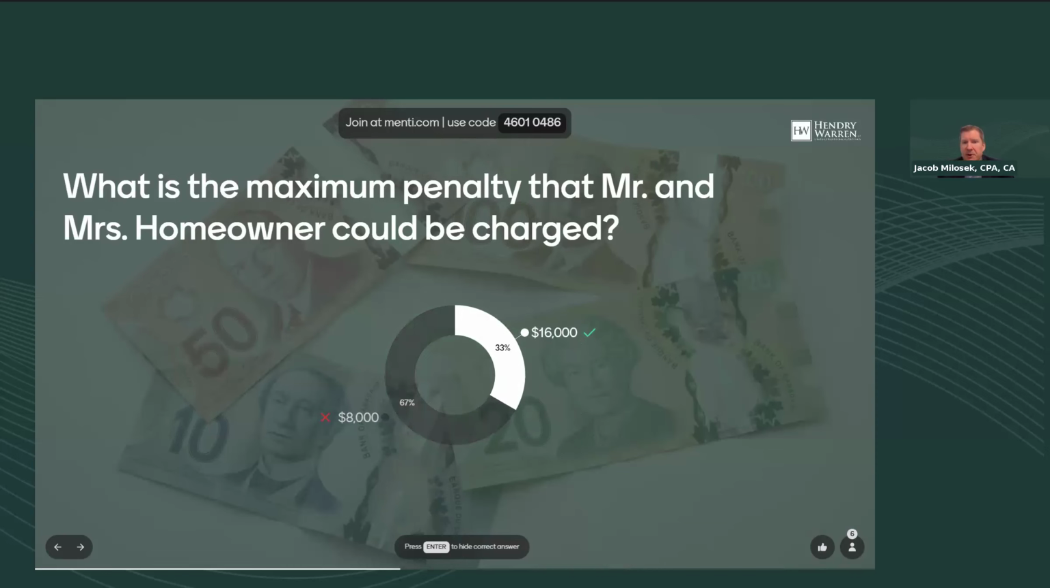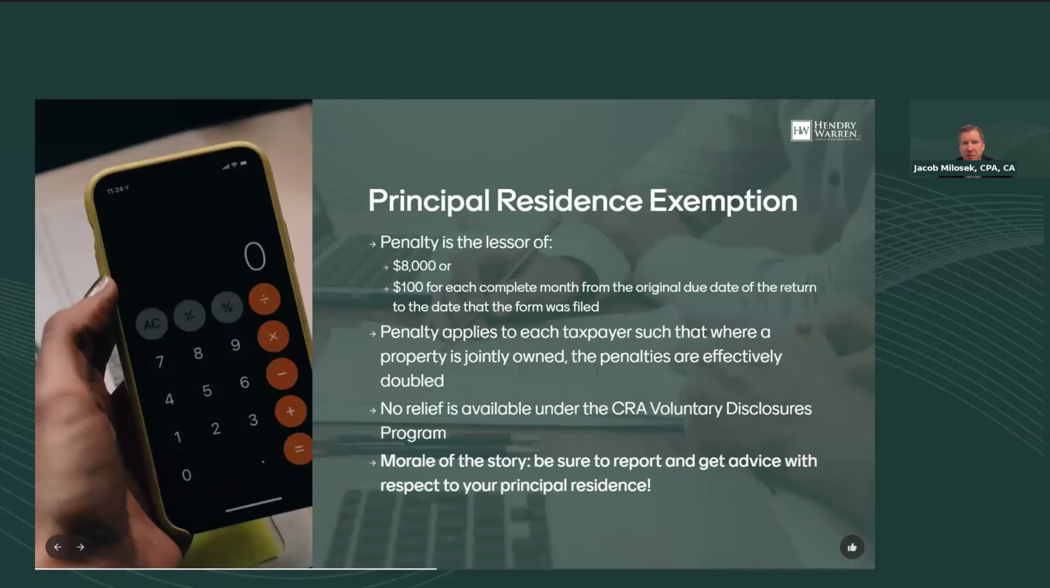So the correct answer here is $16,000, a pretty steep penalty. How does that apply? Generally, the penalty is going to be the lesser of $8,000 or $100 per month for each month that the T2091 is late. The $8,000, remember, is per taxpayer. So where a property is jointly owned between Mr. and Mrs. Homeowner, technically they each have to file the form and they're each subject to that maximum penalty of $8,000.